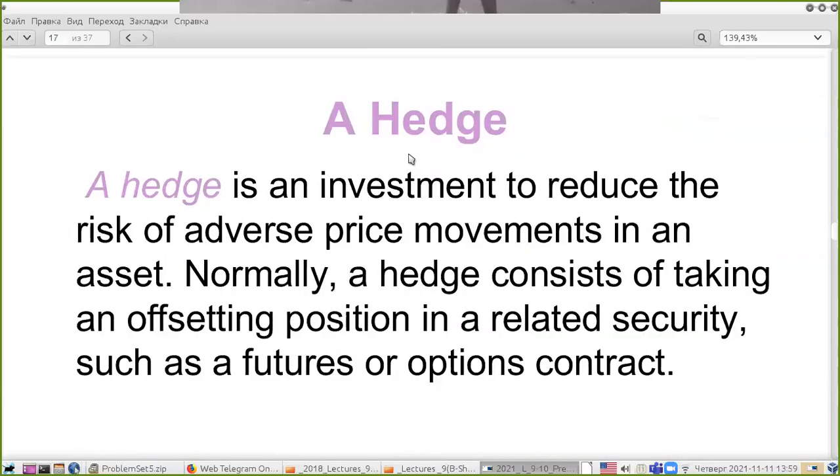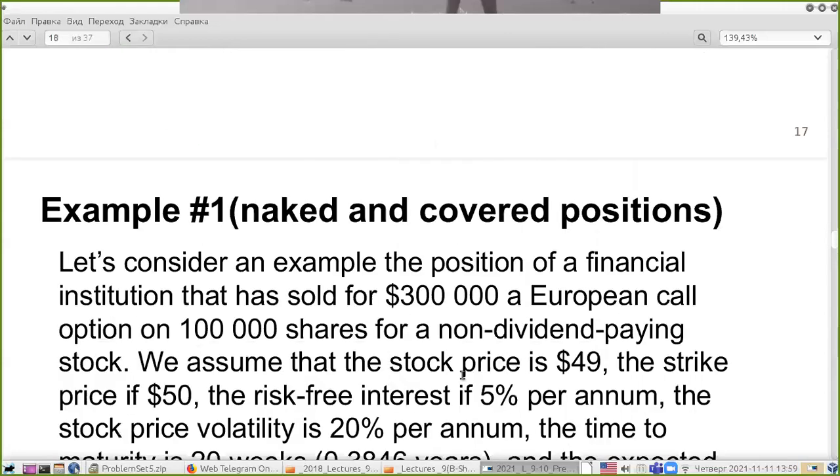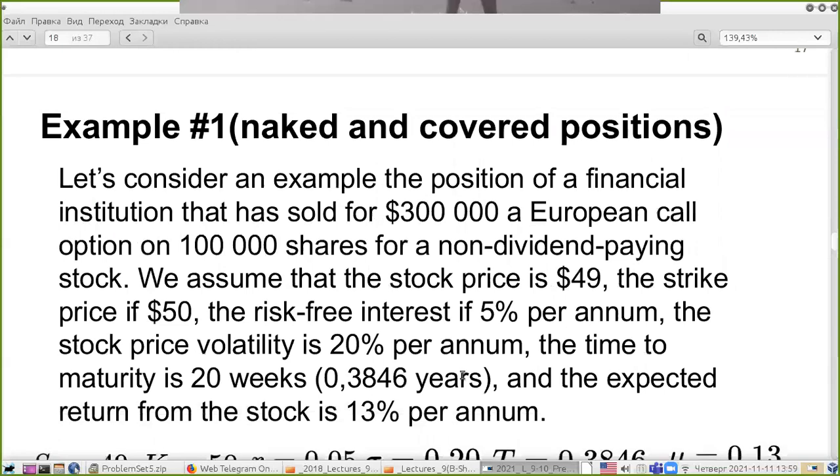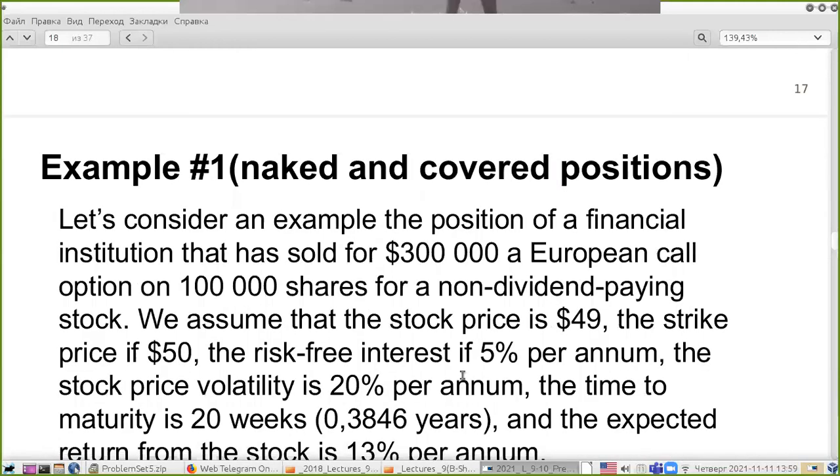And now about hedging and how hedging is connected with Greeks. A hedge is an investment to reduce risk. Normally, a hedge consists of taking an offsetting position in related securities, such as futures or options contracts. Let me explain this using some examples. Example number one, naked and covered position. You should understand what a naked and a covered position is.